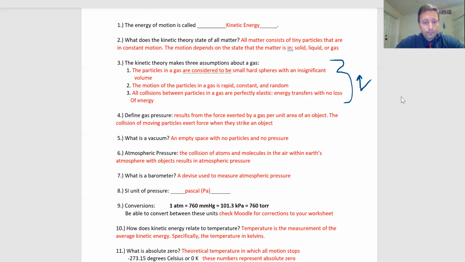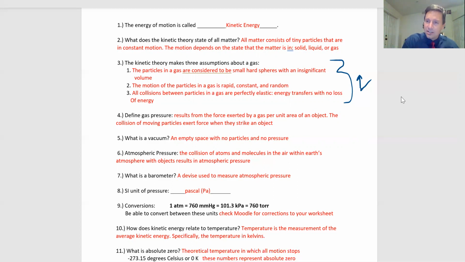Number 6, atmospheric pressure. When you think about the Earth's atmosphere, we have gravity, 9.8 meters per second squared. So it's pulled in and kept in our atmosphere here on Earth. All this gas that we have all around us, there's oxygen, there's nitrogen, there's hydrogen, there's carbon dioxide, there's helium, there's different gases that are all around us. They're moving and they're striking.